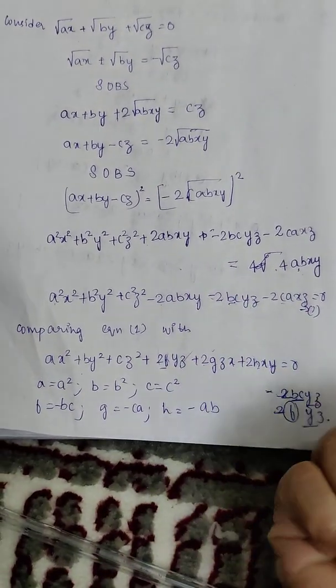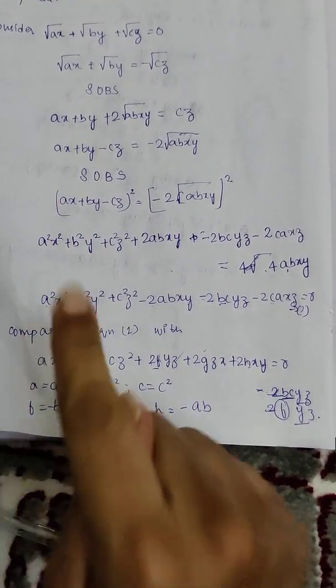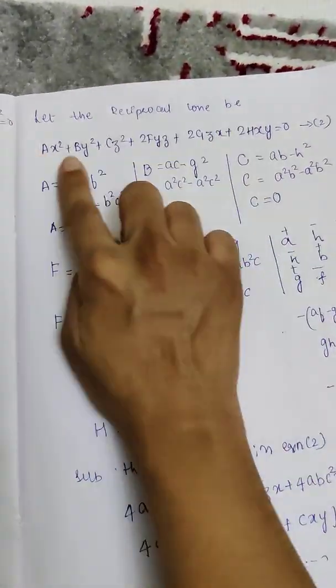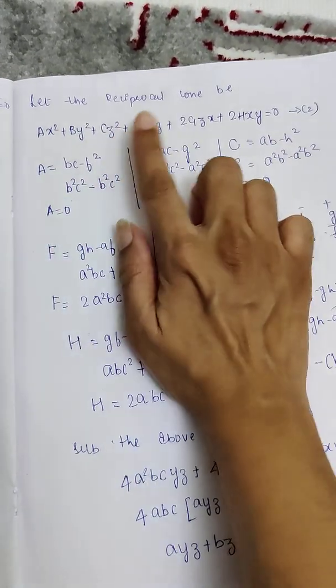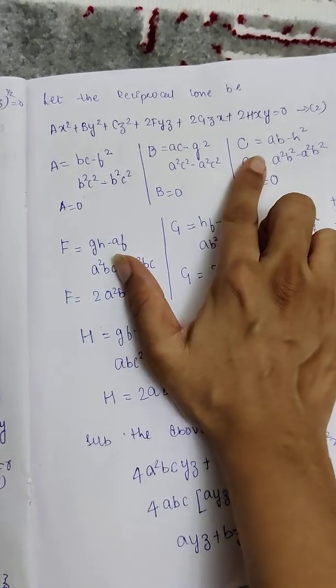Now this will help me to construct my capital values. Why? Because the capital values are there in the reciprocal cone. So what am I doing? I'm constructing a reciprocal cone. So we'll write down, let the reciprocal cone be wherein I need to calculate the values of capital A, B, C, F, G, H.